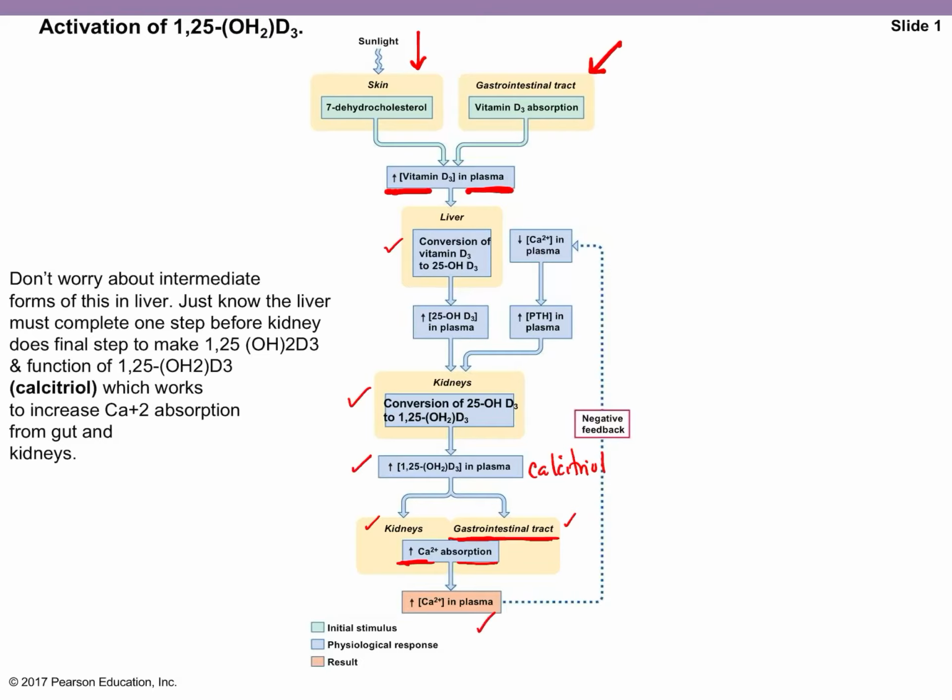Okay, so just remember that your D3 does go to the liver and then kidneys, and then it becomes active. And then the active form of D3 can go to the GI tract and kidneys to reabsorb your calcium.